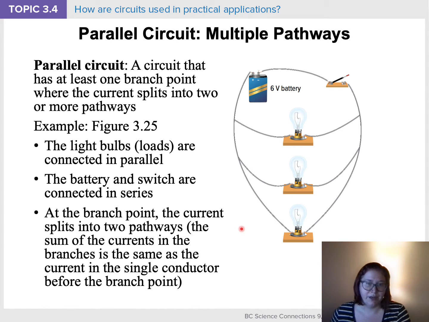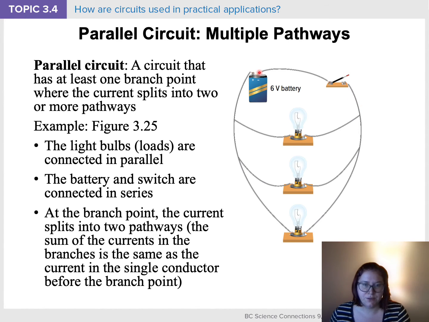This is an example of a parallel circuit. It's a circuit that has at least one branch point, or one place where it splits into different pathways. So here, the light bulbs, the loads, are connected in parallel, although the battery and the switch are connected in series. And at the branch point, the current here will split into two pathways, and the sum of the currents in these three pathways is the same as the current over here before the branch point.